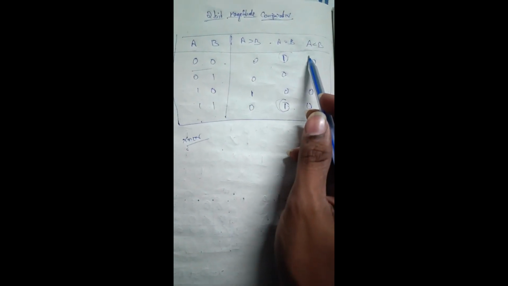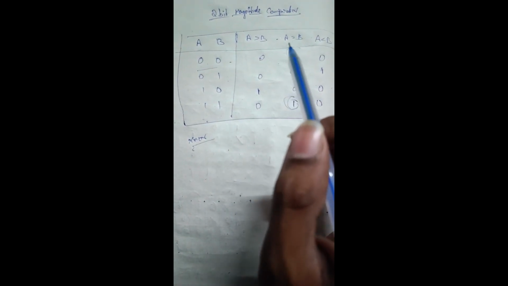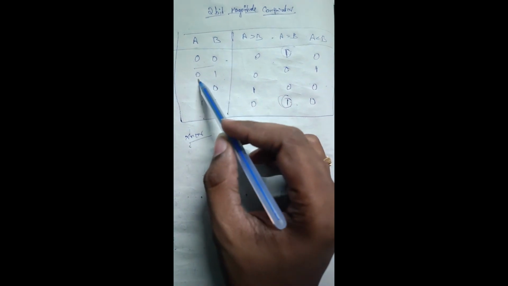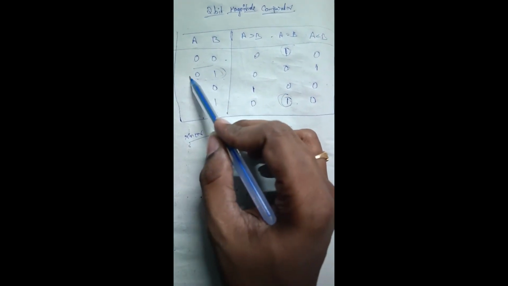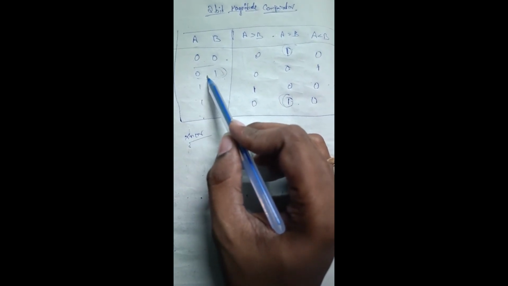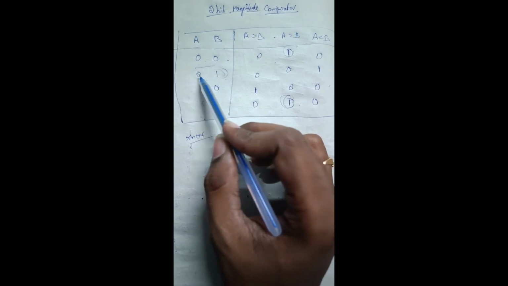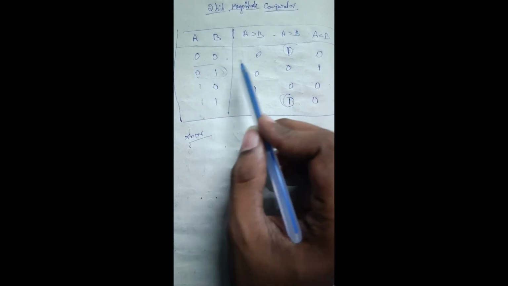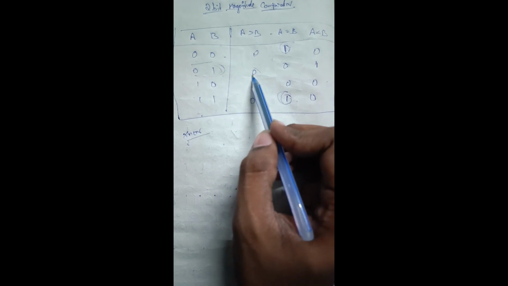For A greater than B and A less than B, an AND gate with an inverter will be used. Suppose here you can observe 0 and 1, right? If we construct an AND gate with the NOT gate connected to A, then we will get the output as 1.